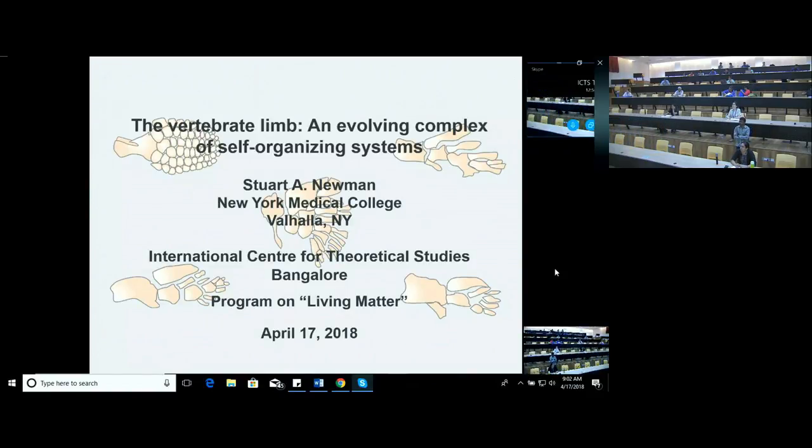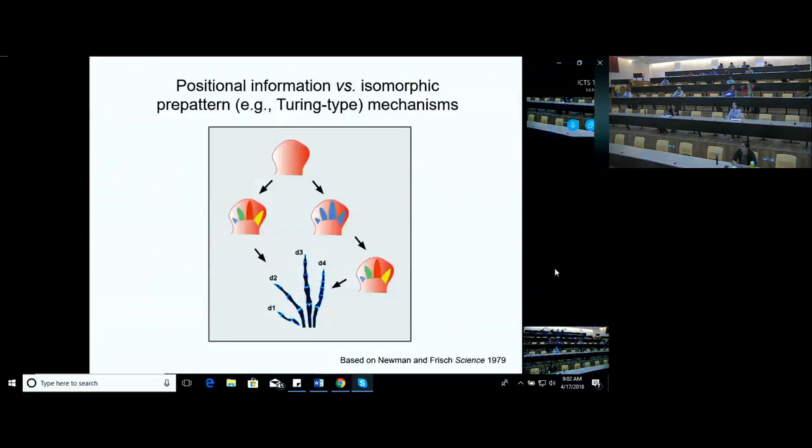This system is one of the earliest, actually beginning in the 1970s, that was approached by a mathematical analysis. Let's see, the slides are not advancing. Sorry. Approached by a mathematical analysis based on physical processes. And in this case, the reaction diffusion mechanism that was pioneered by Alan Turing that I spoke about in my talk yesterday.